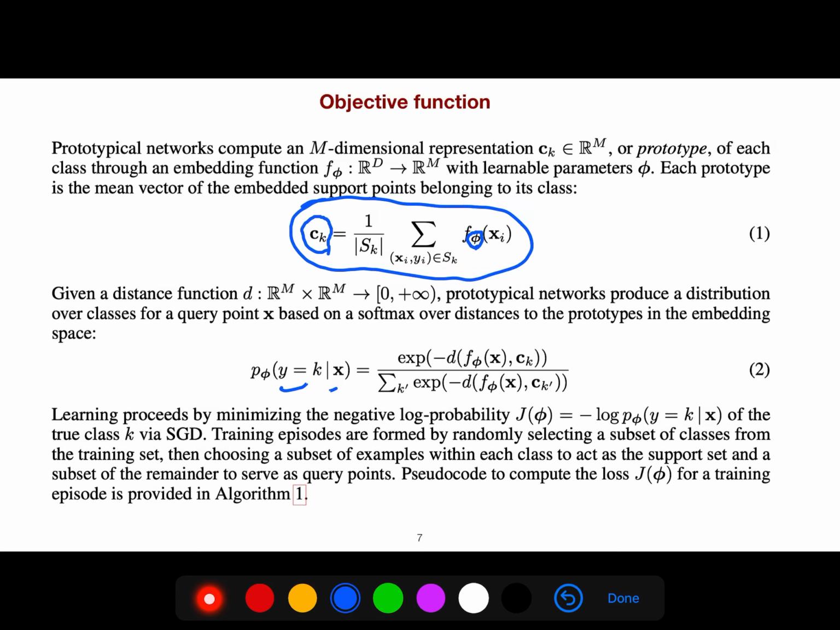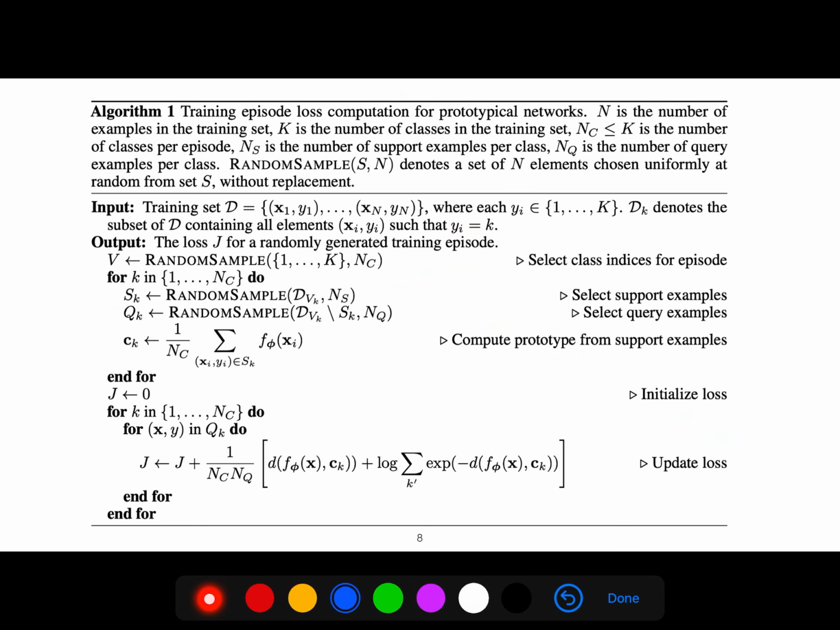You calculate the distance, and this is just a softmax of the distance. We look at it like a very simple classification, and so we minimize the negative log probability because we are maximizing this probability, and that's it. What is important is that you first start with n examples, K is the number of classes, and Nq is the number of queries.